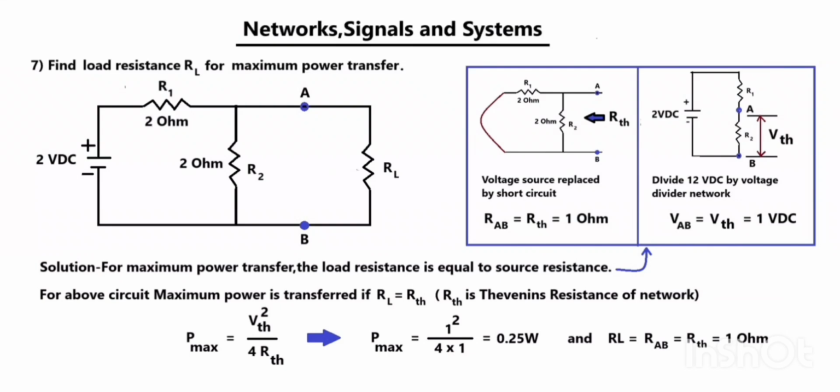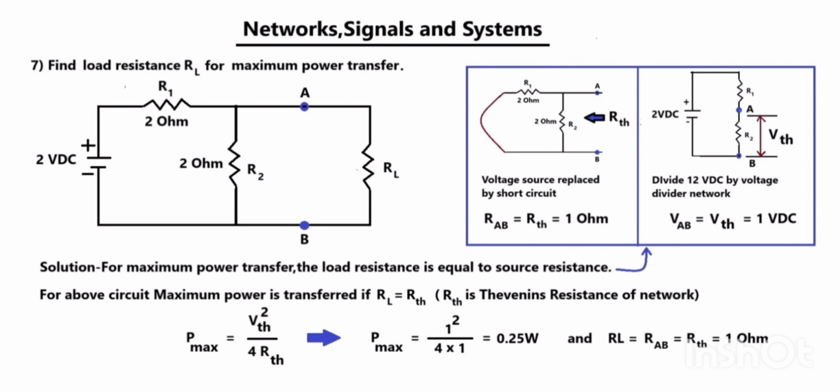Hello, find load resistance RL for maximum power transfer for the given circuit. We use here for solution Thevenin's theorem, and first we will find the Rab equal to Rth, Thevenin resistance, by voltage source replaced by short circuit. So Rth equal to 1 ohm.